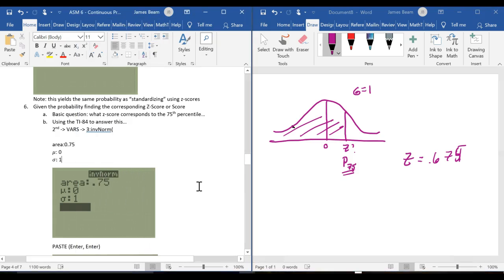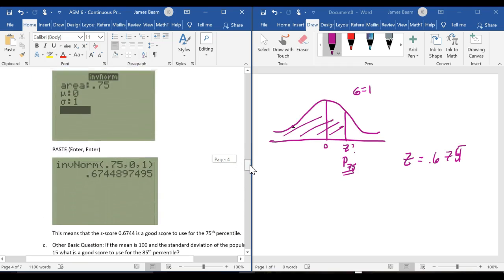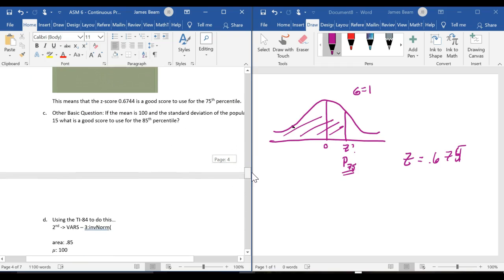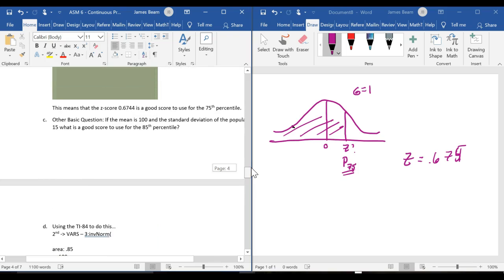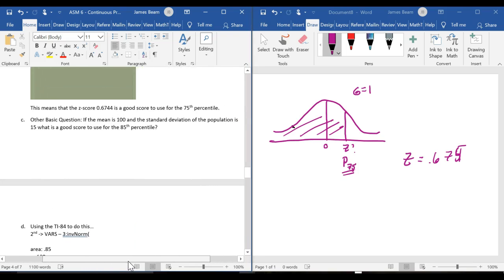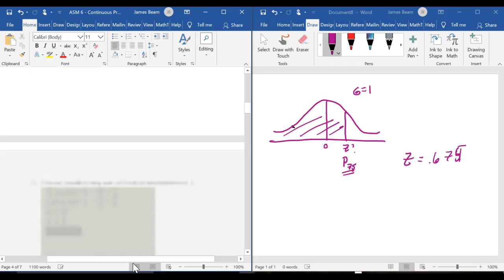That's using standard normal, but again, nothing in the real world is distributed with a mean of 0 or a standard deviation of 1. So back to my IQ question, right?